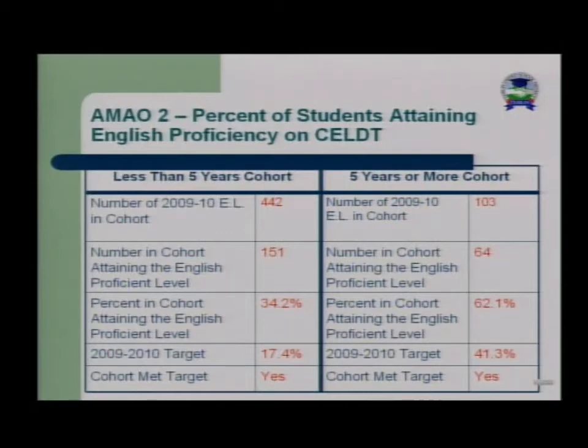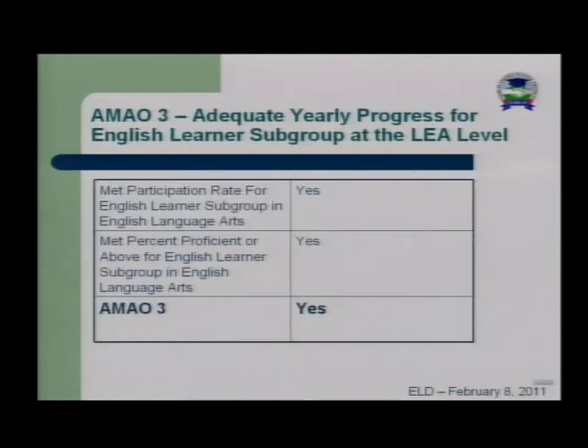On the other side, we have the 5 years or more cohort, and you can see that we're at 62.1% of students who have moved to the target level, and we've again exceeded the target, which is 41.3.